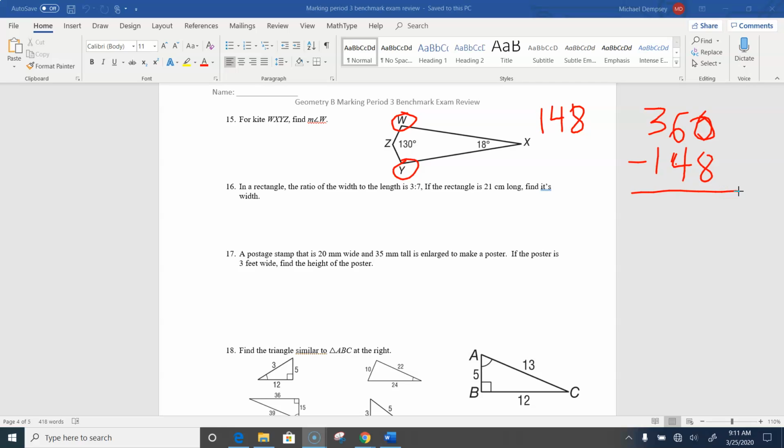okay, and I'll have 212 degrees left for both of those angles together. So that's W and Y combined. Remember, we just want angle W, so we would divide that by 2. So angle W should be 106 degrees.